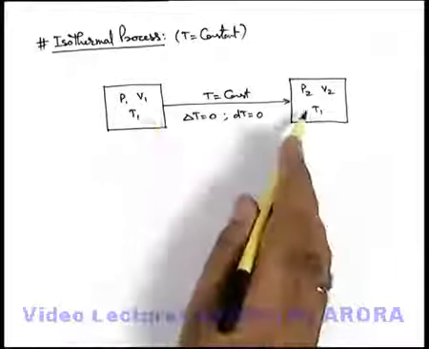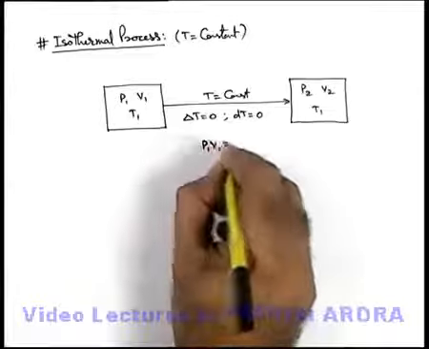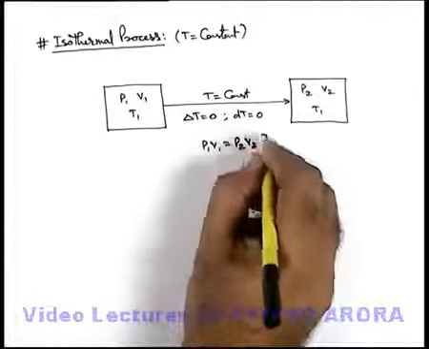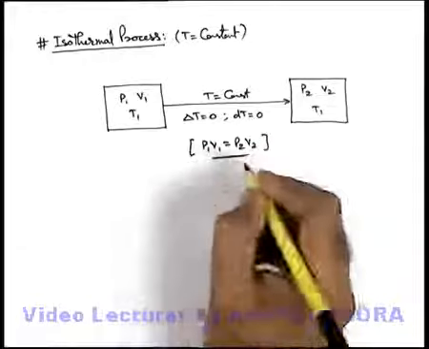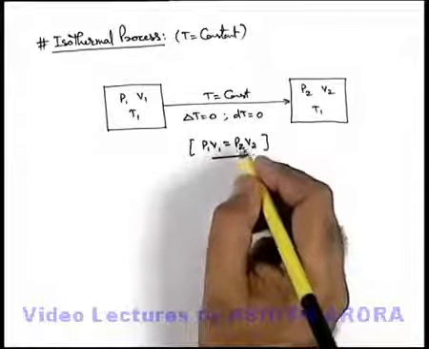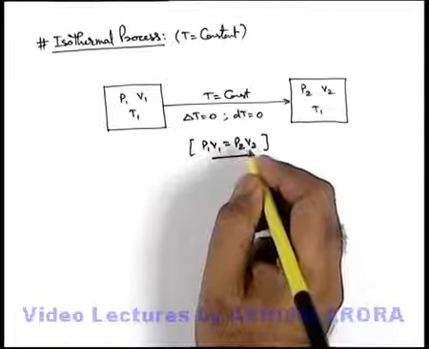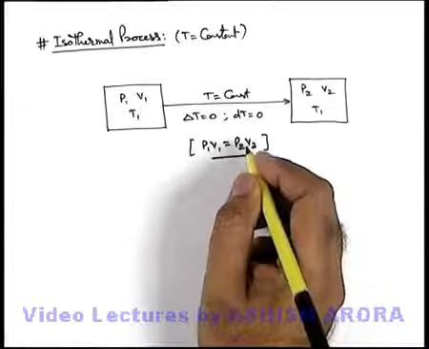And by mole conservation and relating thermodynamic coordinates, we can write P1 V1 is equal to P2 V2 as temperature remains same. So this is the relation which is Boyle's law, which is used to relate the thermodynamic coordinates.